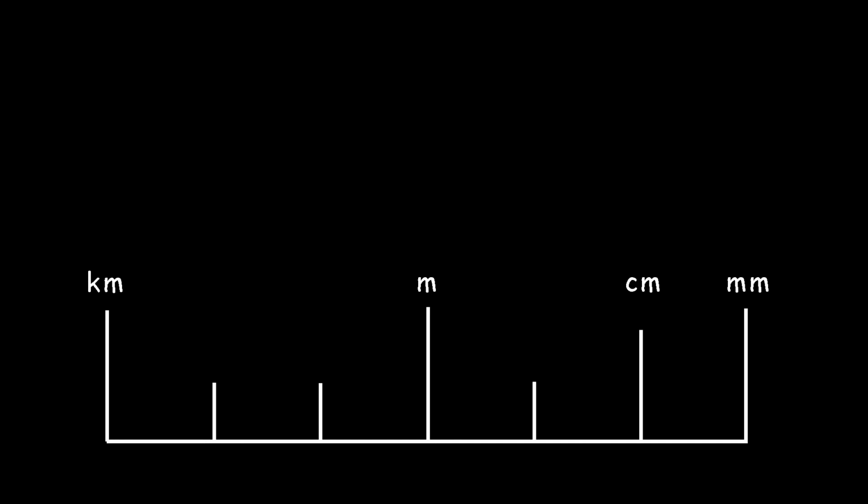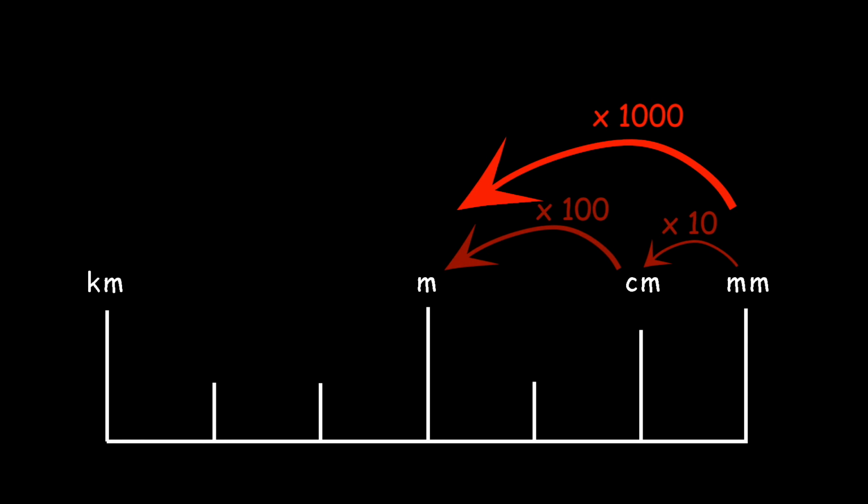Here's a diagram showing how these different measurements relate to one another. Kilometre, metre, centimetre, millimetre. And we're going to start with a millimetre. 10 millimetres make a centimetre. 100 centimetres make a metre. So, 100 by 10, 1,000 millimetres make a metre. Also, 1,000 metres make a kilometre.